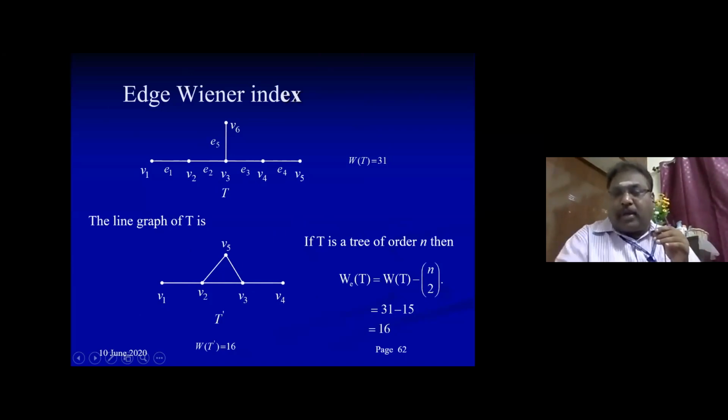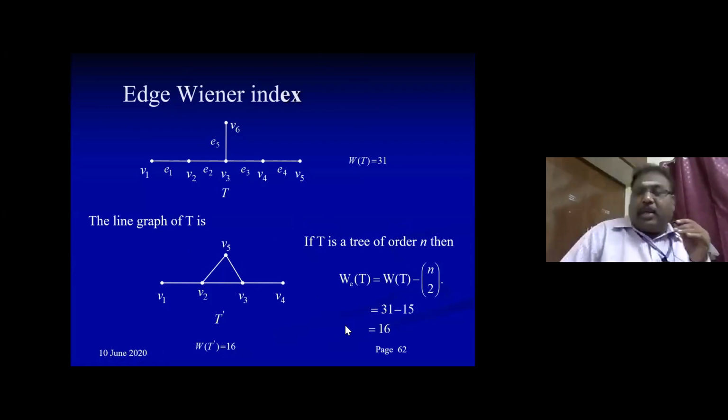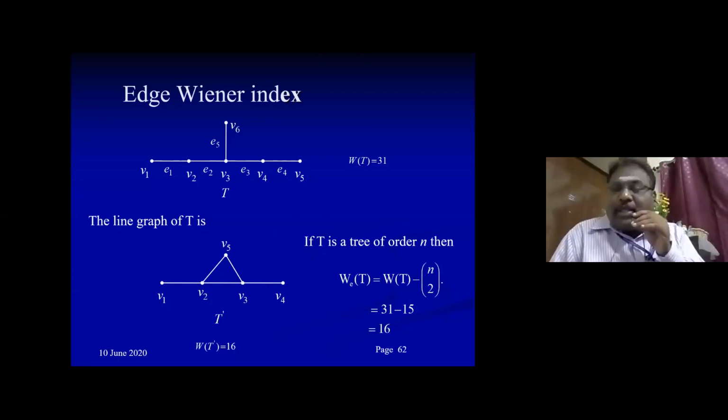So if T is a tree of order n, then the edge linear index is the linear index minus nC2. So nC2 is 15. 31 minus 15 is 16. So the beautiful relation between linear index and edge linear index is: edge linear index equals linear index minus nC2. Fine. So here it is 16.